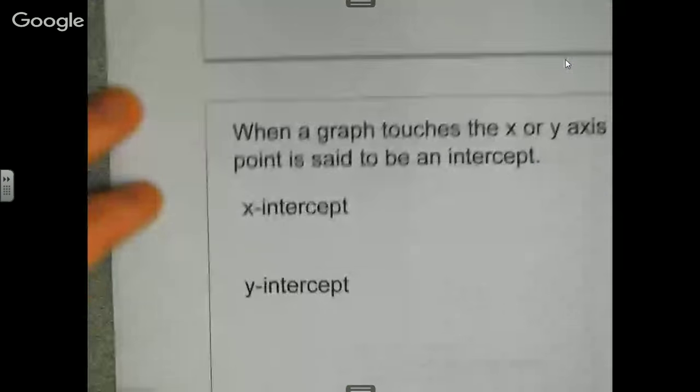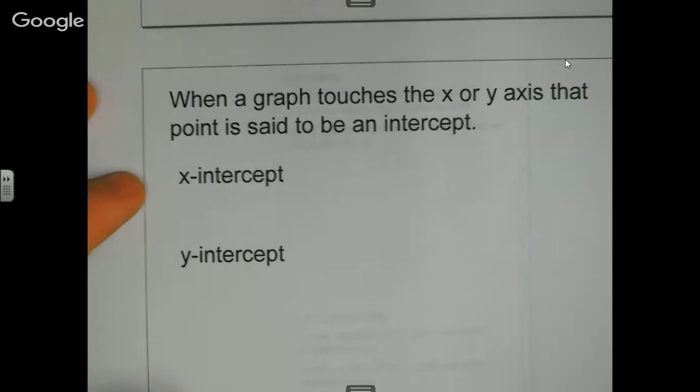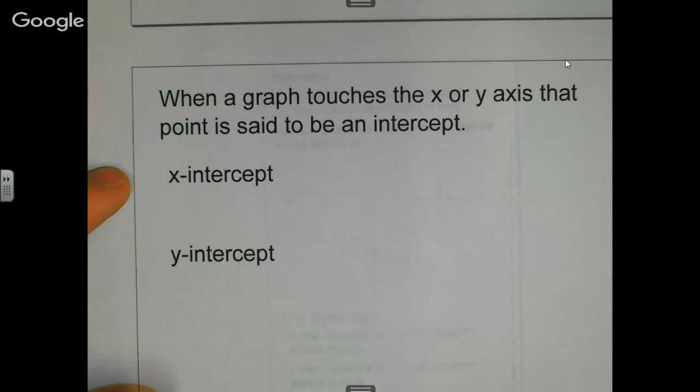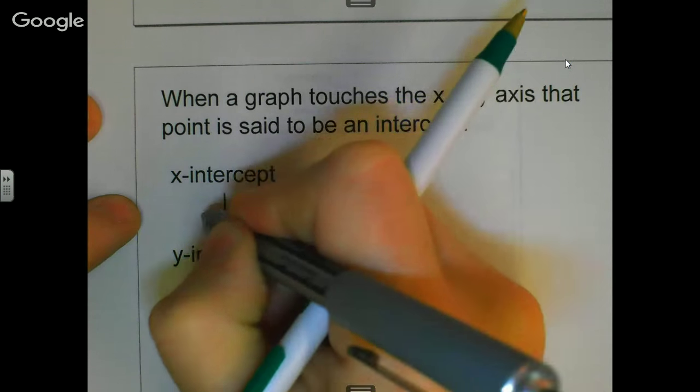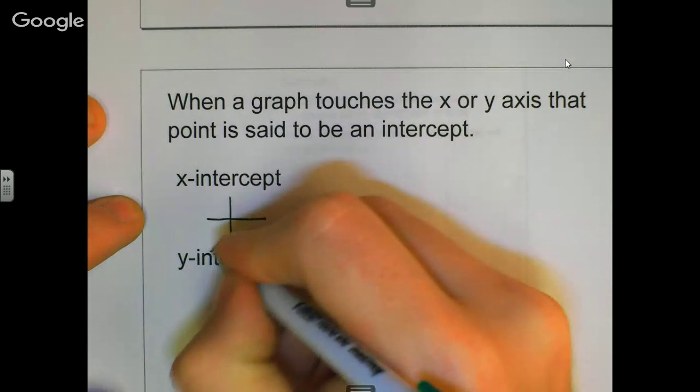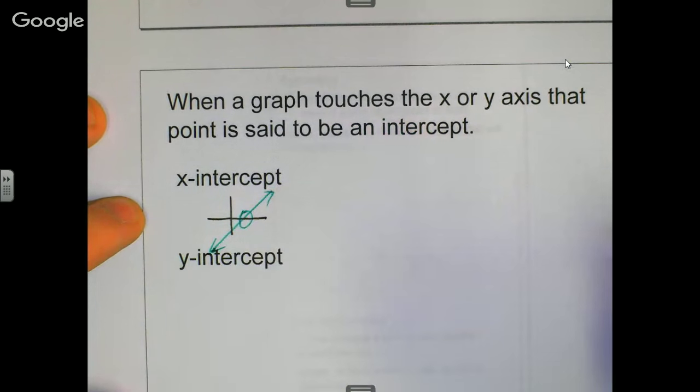So when a graph touches the x or y axis, that point is said to be an intercept. If we look at the x-intercept, that is where my graph crosses the x-axis.